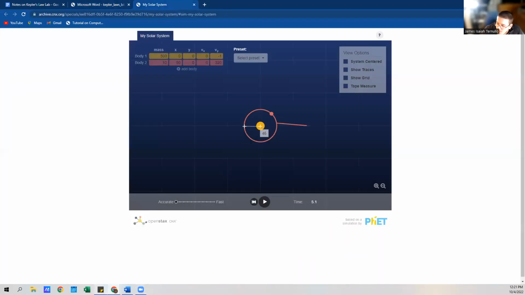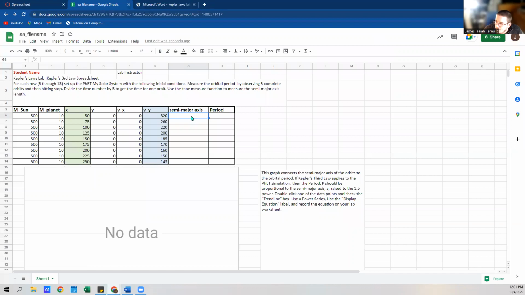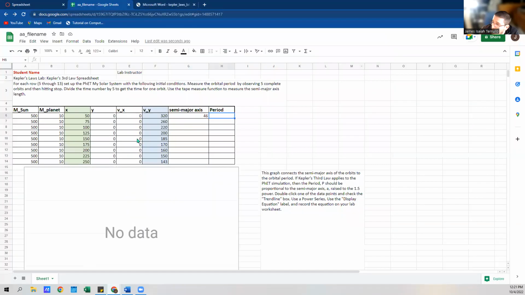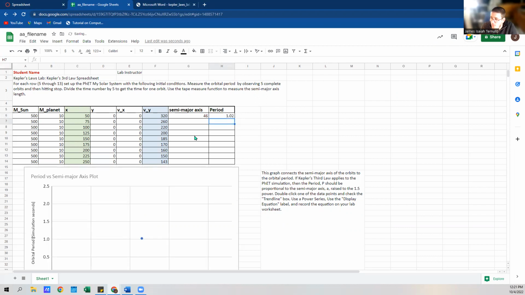Okay, so I'm going to put that into my data. And then the period. Well, we counted 5 laps and we got a time of 5.1. So what I would do is I would do equals 5.1 divided by 5. That's going to say that my period was 1.02 seconds.